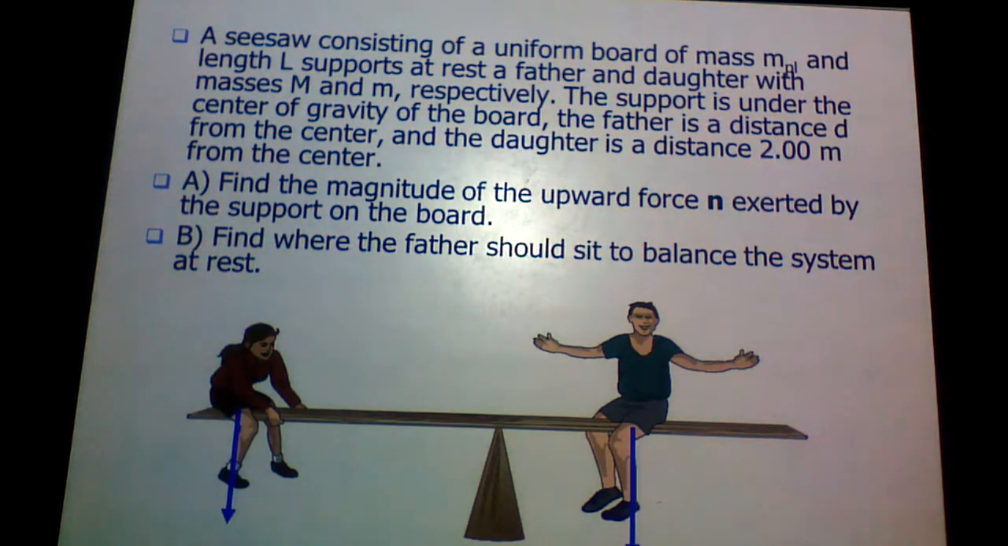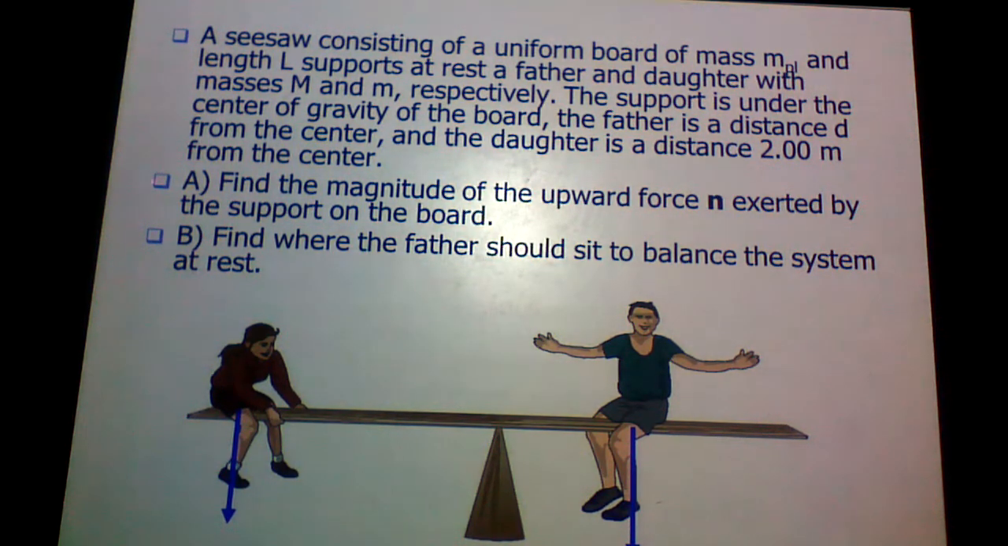So we have 2 different problems that we want to solve for here. First one, let's find the magnitude of the upward force, which is just a normal force N, exerted by the support on the board. The second problem that we're going to do is we're going to find where the father should sit to balance the system so that it is at rest. So ultimately, they're at rest right now, but I want to show just using symbols where he needs to sit to make sure that he keeps that system at rest, at balance.